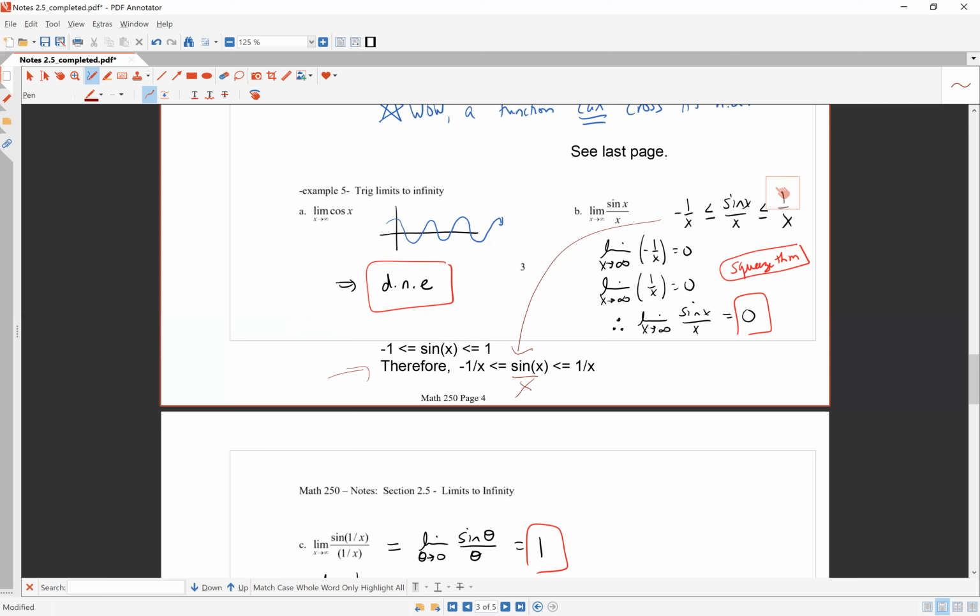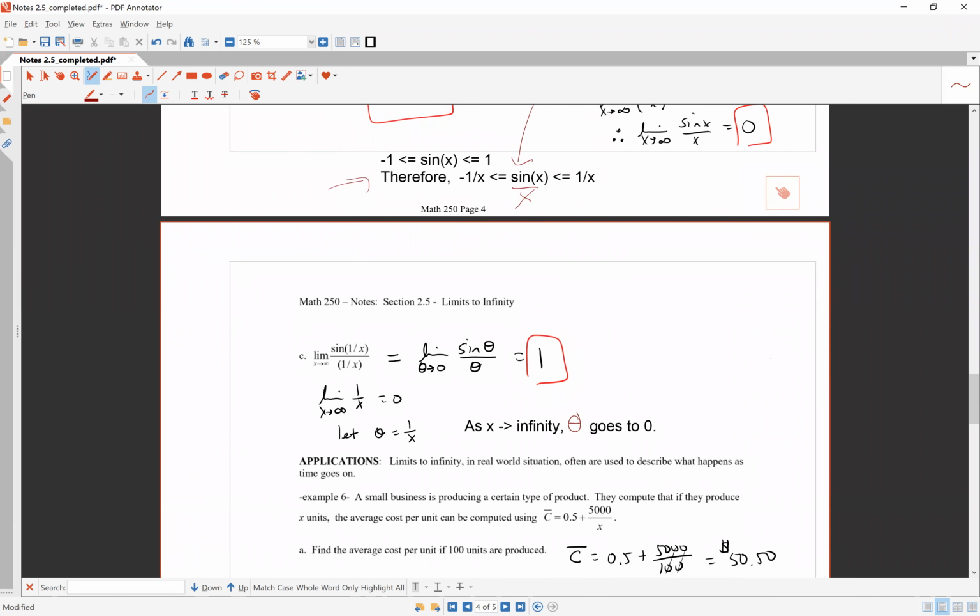So you can actually use that squeeze theorem from last time. The limit of 1 over x as x goes to infinity is 0. The limit of minus 1 over x as x goes to infinity is 0. So the limit of sine of x over x has to go to 0. Sine of x is just bounded between -1 and 1, and 1 over x gets smaller and smaller for large x. So if you graph sine of x over x, the graph would approach the horizontal asymptote y equals 0.